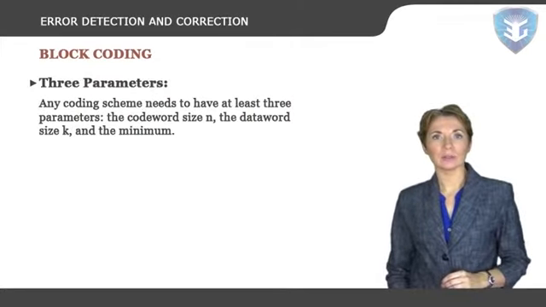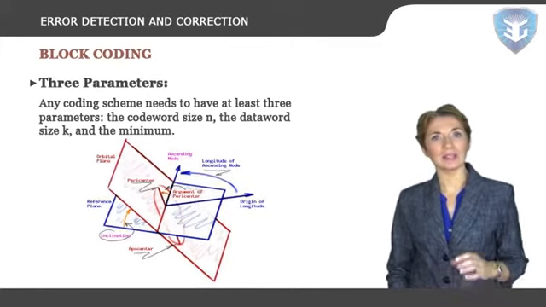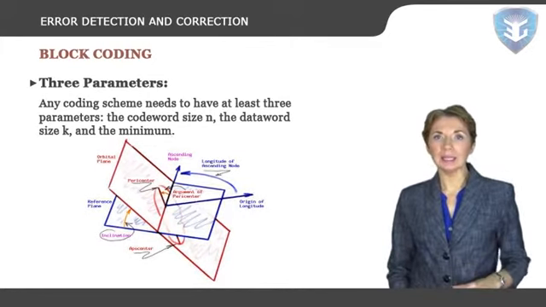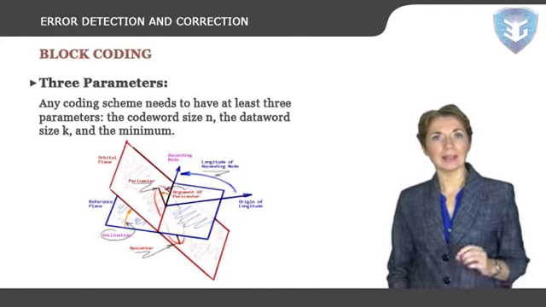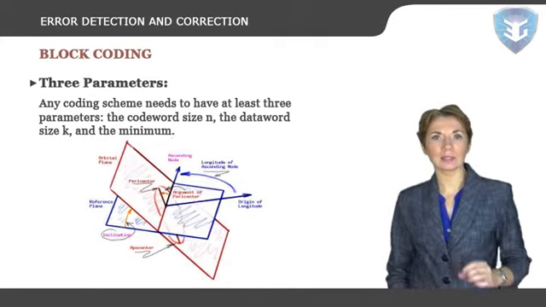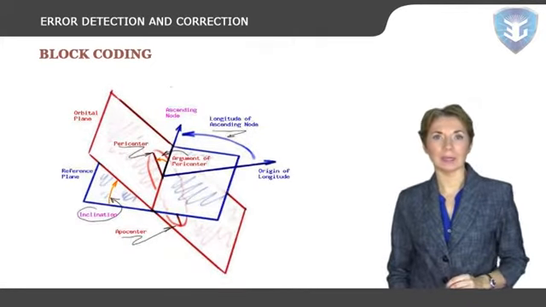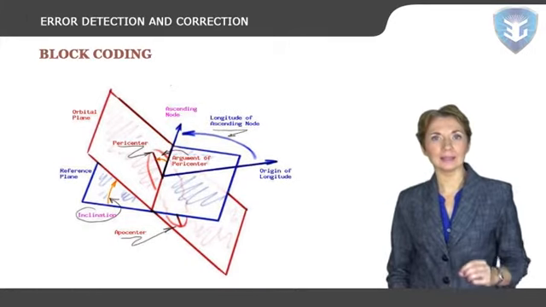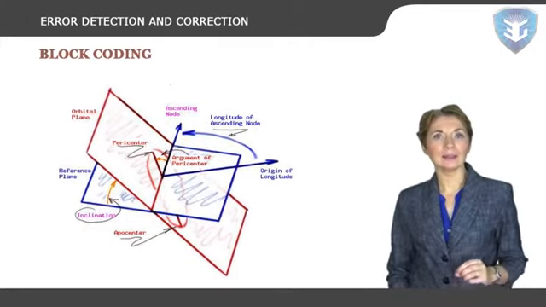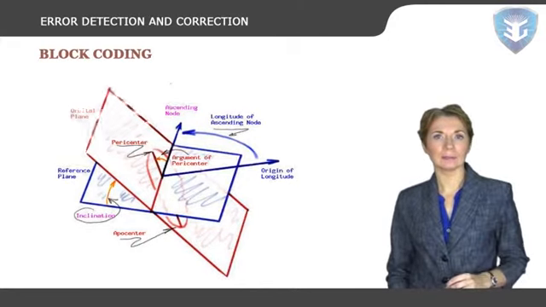Three parameters. Before we continue with our discussion, we need to mention that any coding scheme needs to have at least three parameters: the code word size n, the data word size k, and the minimum Hamming distance dmin. A coding scheme C is written as C(n, k), with a separate expression for dmin.